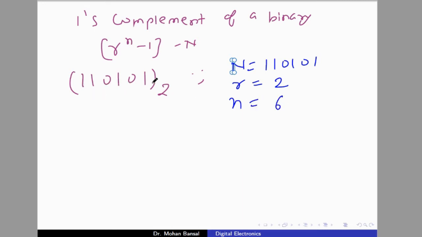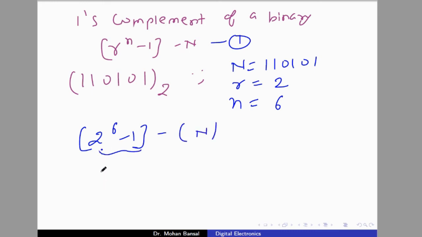1 2 3 4 5 6, 6 bits are present in this number, so we can write n as 6. Now if we substitute all these values in equation 1, we will get 2 to the power 6 minus 1 minus N. 2 to the power 6 minus 1 is what? 2 to the power 6 is 64. 64 minus 1 is 63.